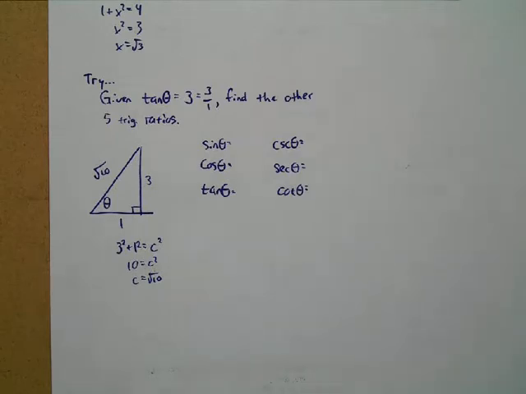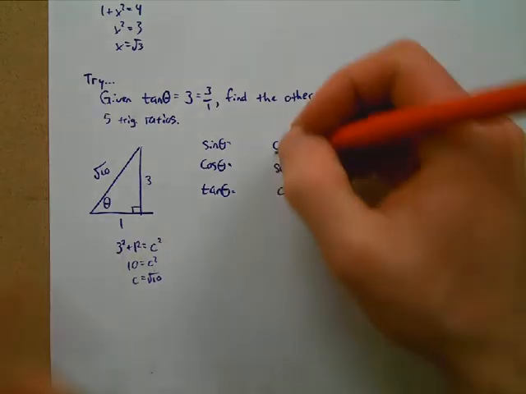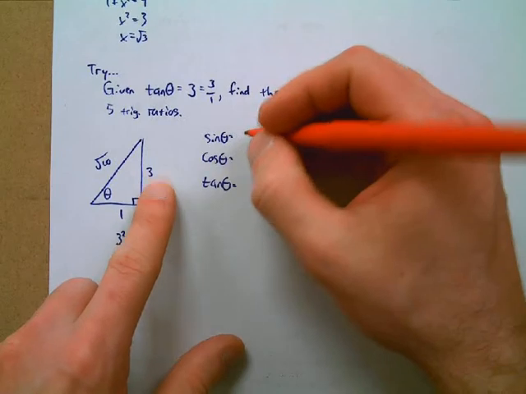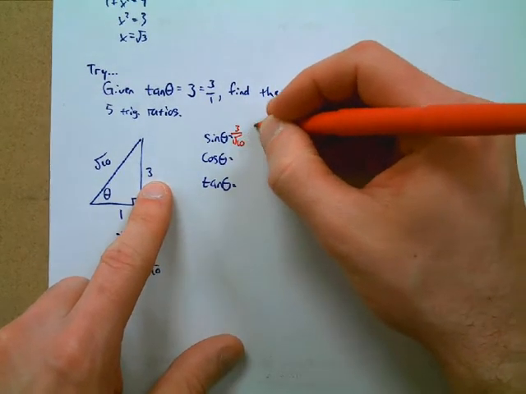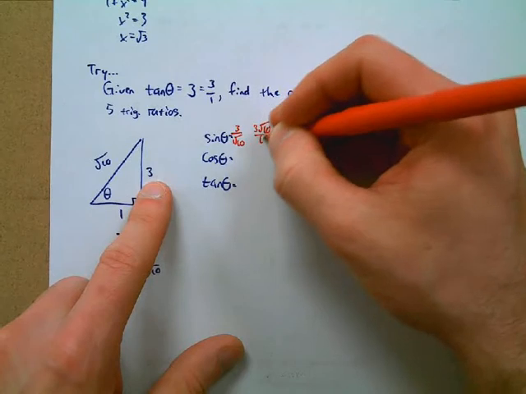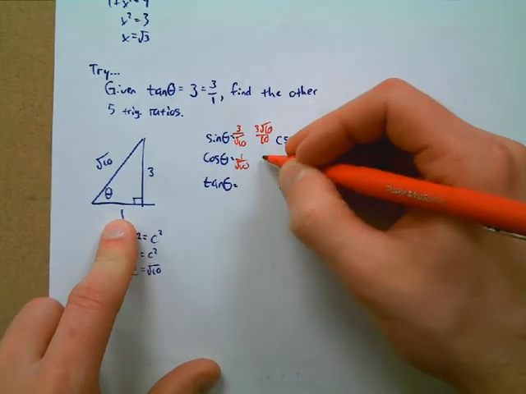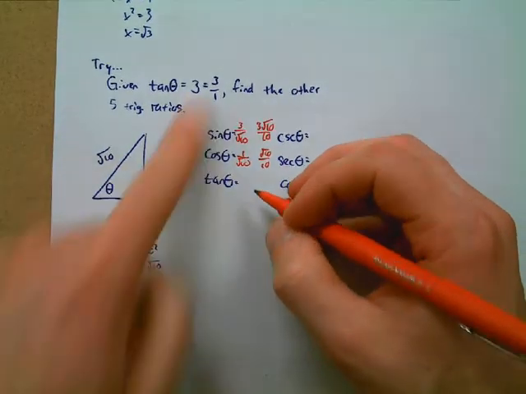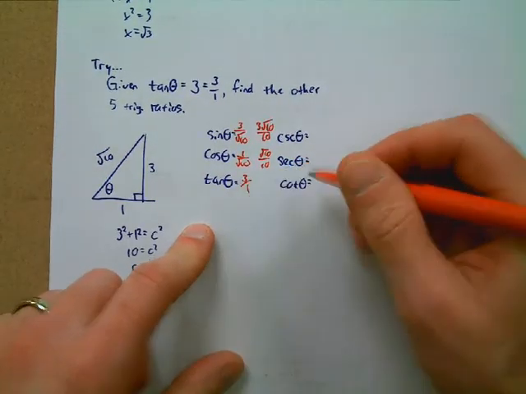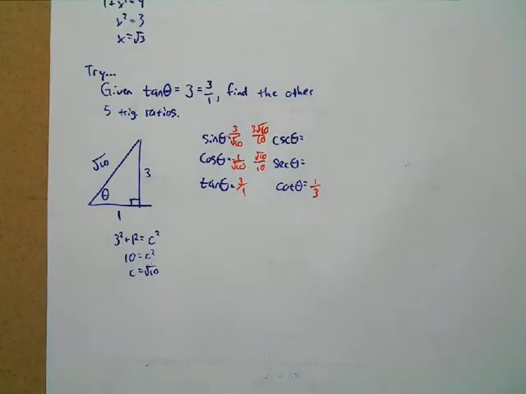Or, again, rationalize: 3 root 10 over 10. Cosine is going to be 1 over root 10, or, rationalized, root 10 over 10. Tangent, we know, was 3 over 1. And then we would know cotangent without even having to draw the triangle. It's just the reciprocal of that. And then the secant is root 10, and then cosecant is root 10 over 3. Questions on any of that?